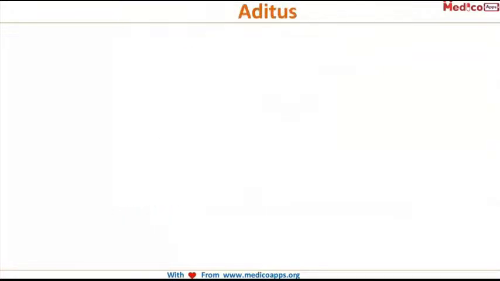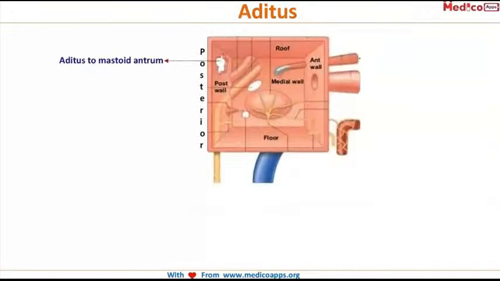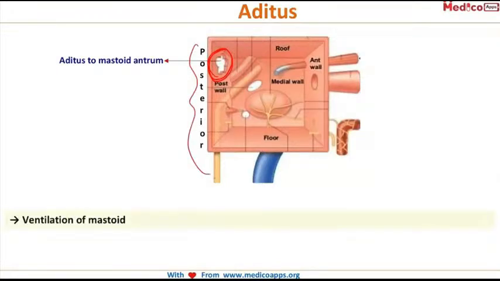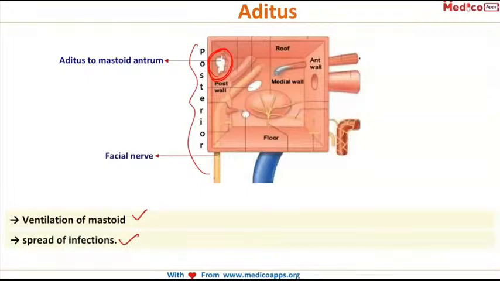The first one we are looking at is the aditus. The aditus to the mastoid antrum is present like this on the posterior wall. It is acting like a ventilation for the mastoid, and because it is ventilation, obviously it will bring along with it some infections also. So it is a very important source of spread of infections within the ear.